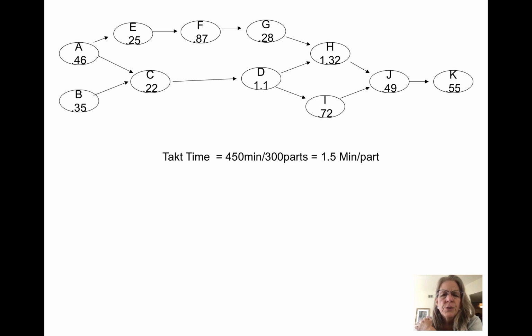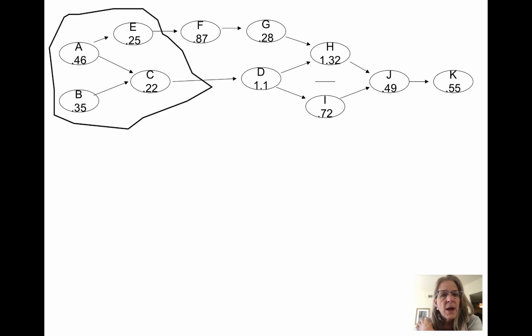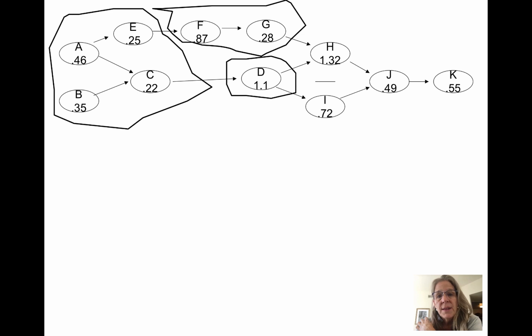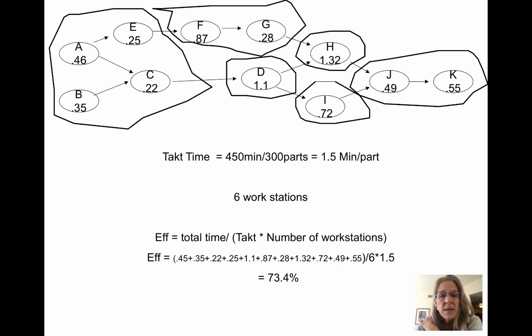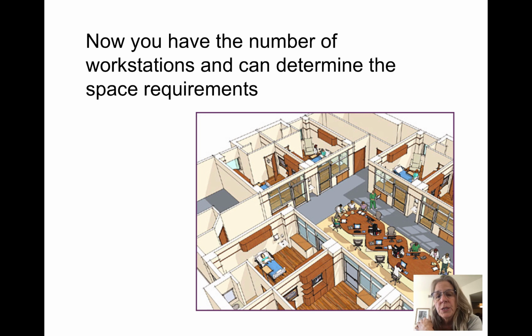I've also included in these circles the time to produce that task. So you can see then if I group these together, and these together, and these together, and this by itself, and this by itself, and these together, that all of those sum up to less than 1.5 minutes, and that's 6 workstations. So I can then now calculate the efficiency. I add up all those times, divide it by 6 times the takt time, and I get a 73.4% efficiency for this design. Now that you have the number of workstations, either by grouping tasks together or having multiple workstations, you can then move on to determine the space requirements for the departments.